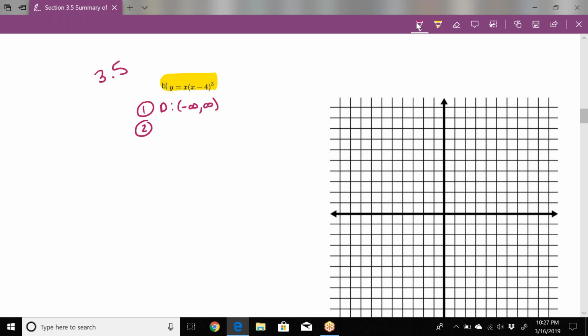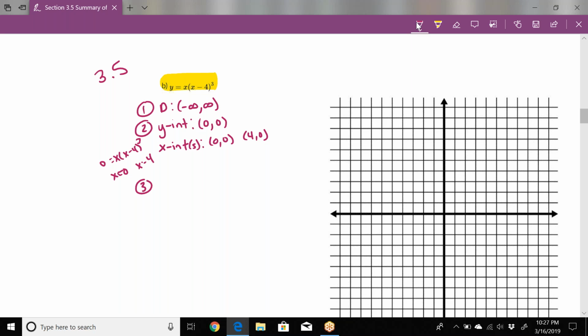Number 2 is to find the y-intercept and x-intercepts. So y-intercept should be singular and x-intercept could be plural. Don't know yet. To find the y-intercept, you plug in 0 for all the x's. Well, that would make this 0 times negative 64, which is just going to be 0. So that's going to be (0, 0). And if you set each part equal to 0, because we set y equal to 0 when we solve for the x-intercept, you get that either x had to be 0 or x had to be 4 to make that happen. So this would have been (0, 0) and (4, 0).